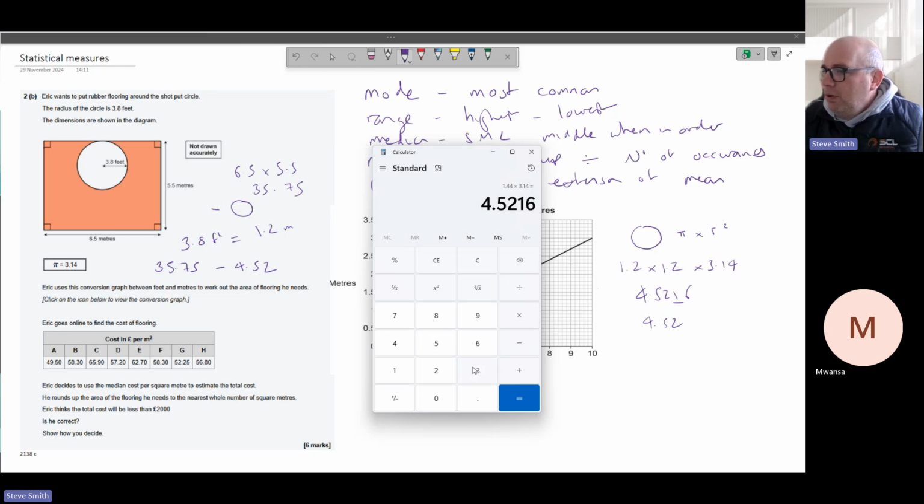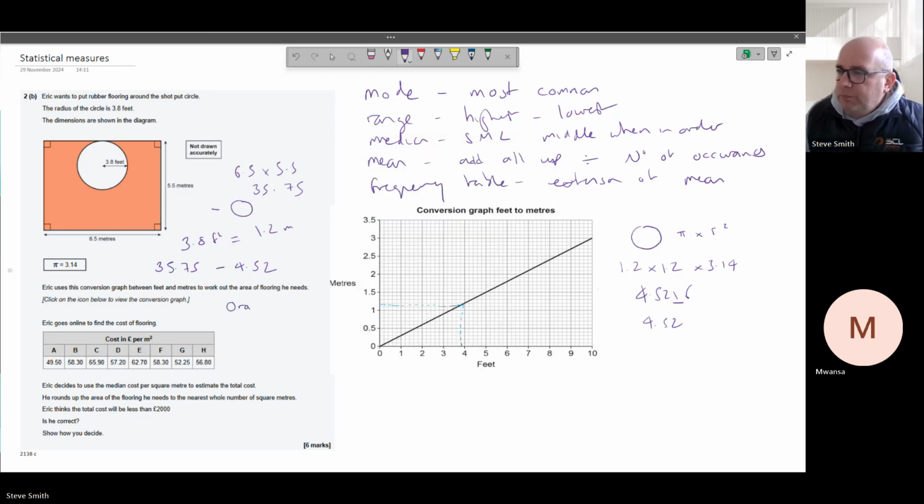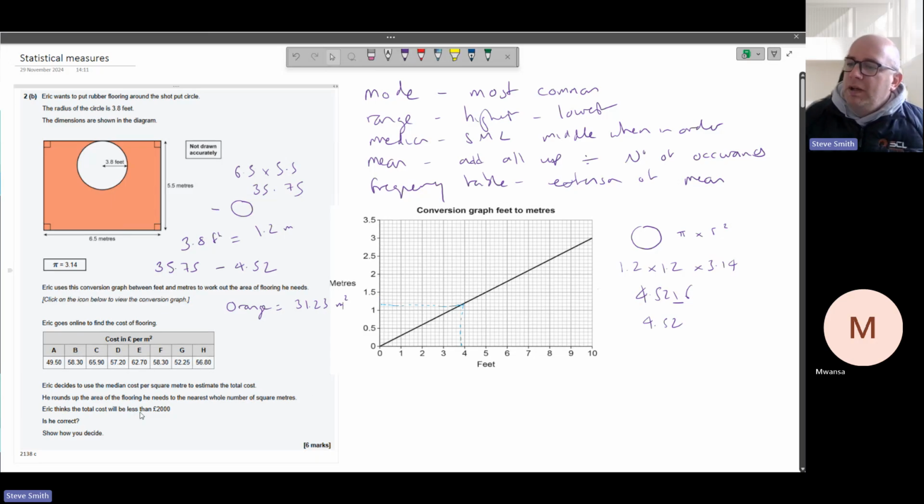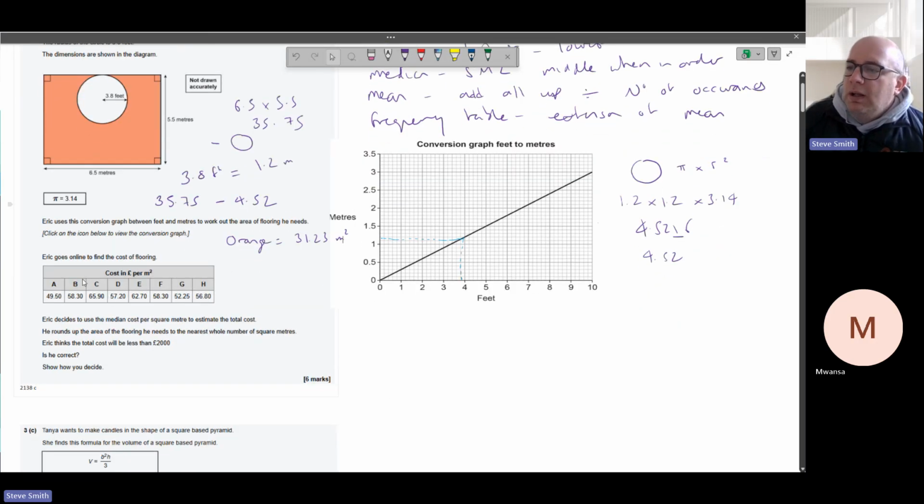So let's go 35.75, take away 4.52, and that is our orange shaded part. So orange equals 31.23, and it's still meters squared. Use this graph conversion, we've done that already. I'll scroll down a little bit.